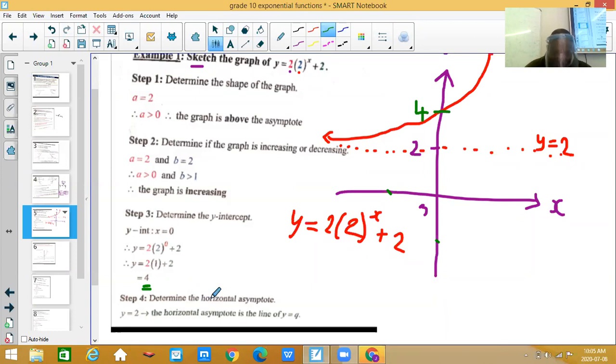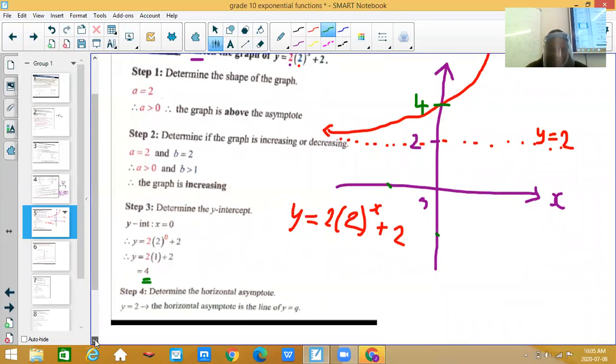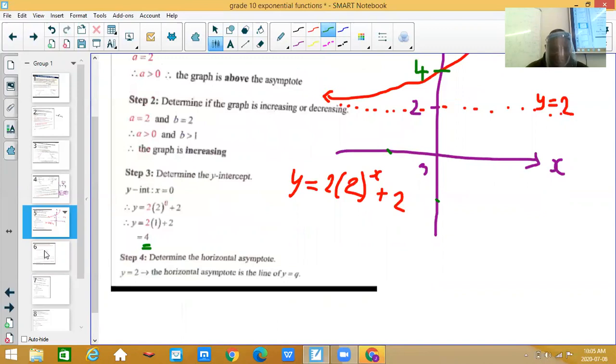Right. Determine the horizontal asymptote. This one we did. It was the first thing we did, right? And then we said y is equal to 2. This is the horizontal asymptote. This is what we have, right? Any more questions there? Right.